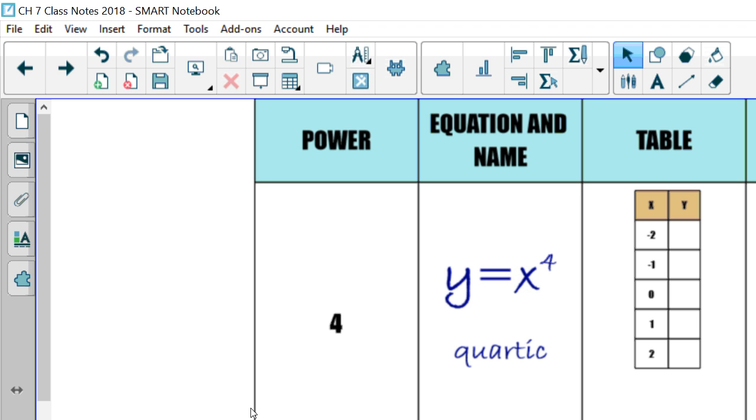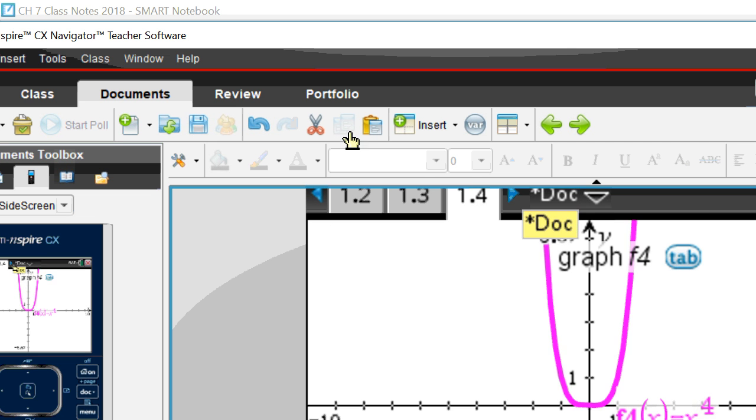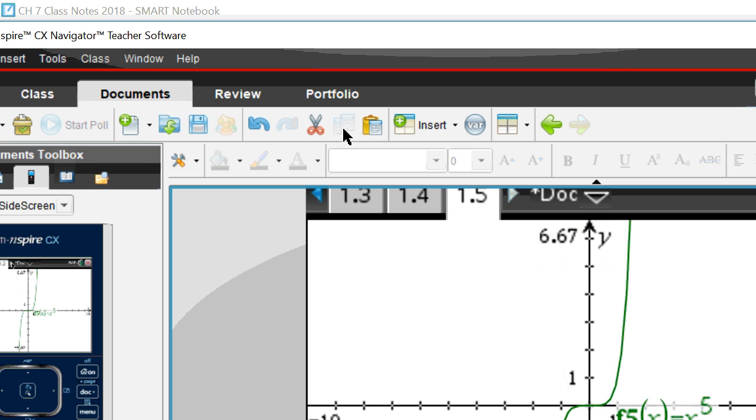So for x to the fourth, your table should say -2, 16, -1, 1, 0, 0, 1, 1, and 2, 16. And that graph should look like a parabola, just a little bit steeper. And x to the fifth should have -2, -32, -1, -1, 0, 0, 1, 1, and 2, 32. So again, it's going to have that S-shaped curve as x to the third did, but steeper.